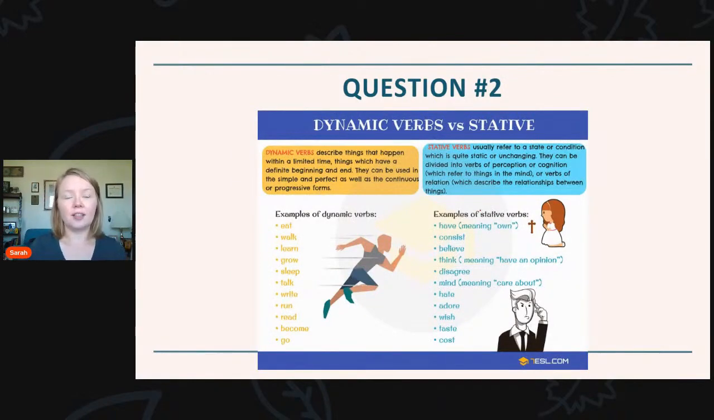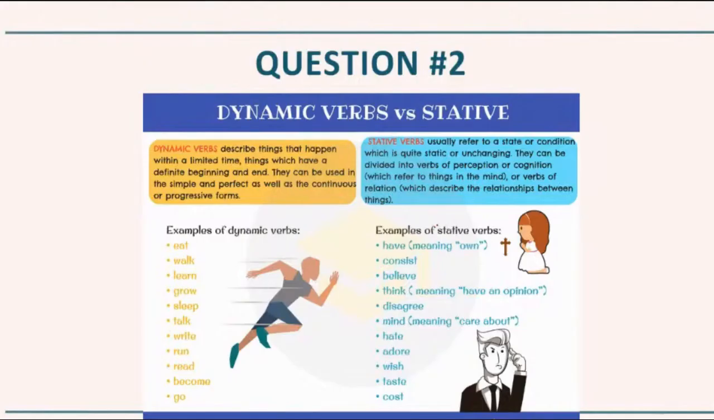First, let's look at the two kinds of verbs. We have dynamic verbs and stative verbs. So a dynamic verb describes things that happen within a limited time that have a clear beginning and a clear end. And these are verbs we can use in the simple form, the perfect forms like present perfect, past perfect, and the continuous or progressive forms.